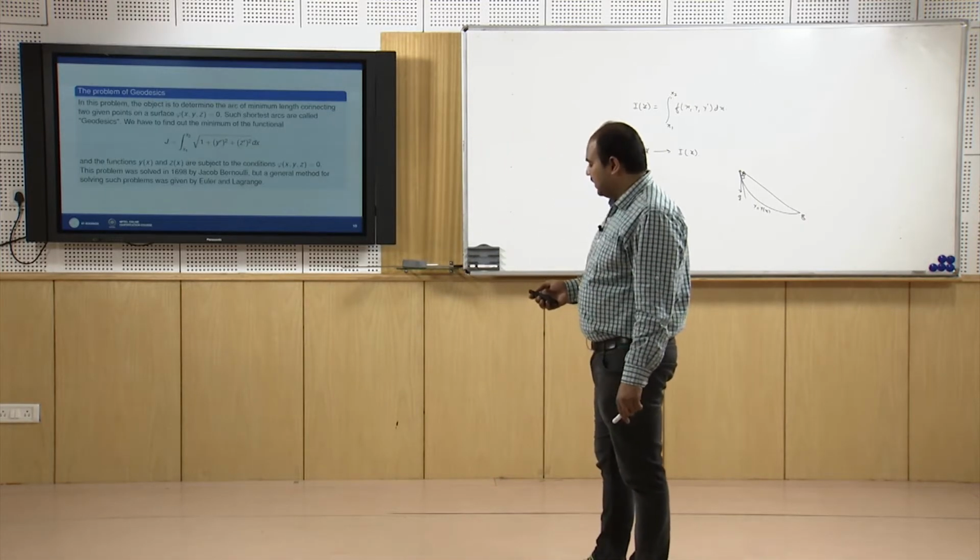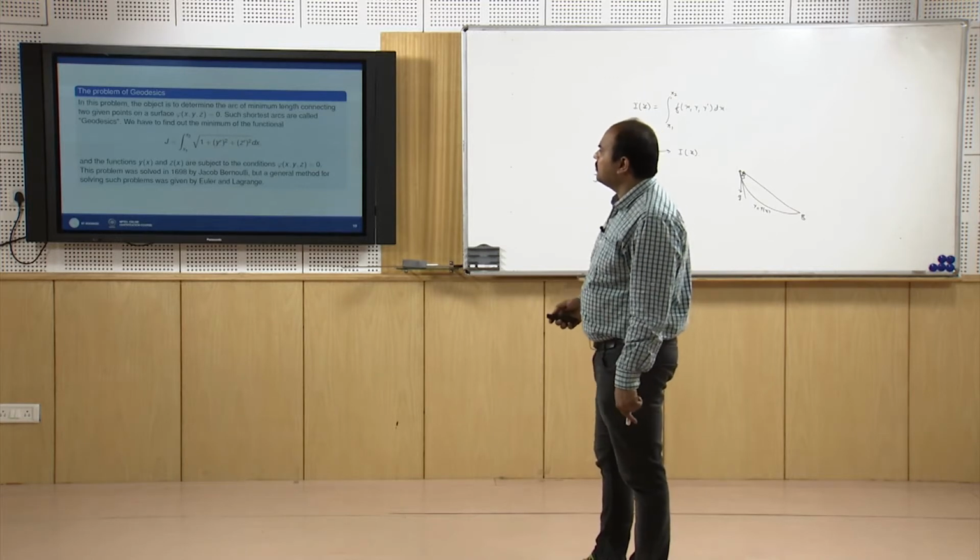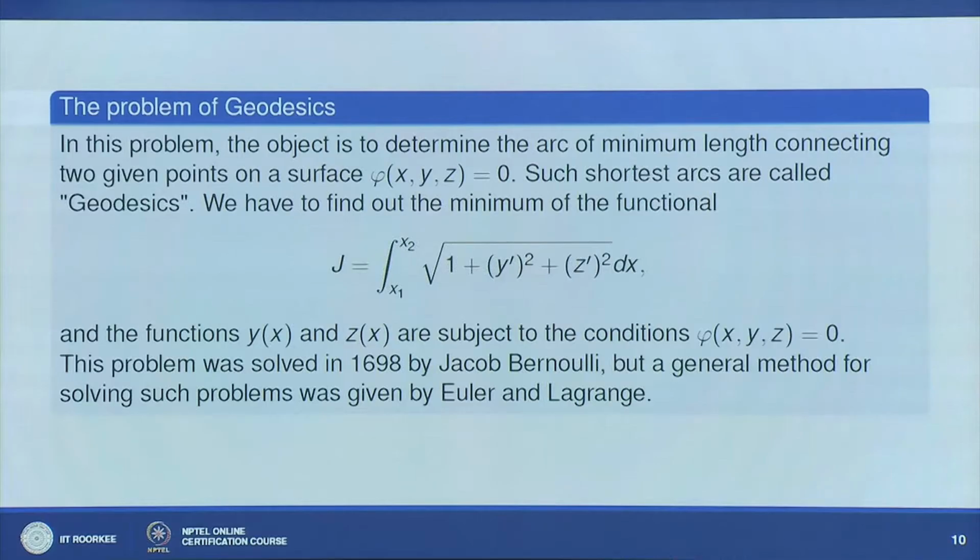And the second important problem is the problem of geodesics, and in this problem the object is to determine the arc of minimum length connecting two given points on a surface phi of x, y, z equal to 0.